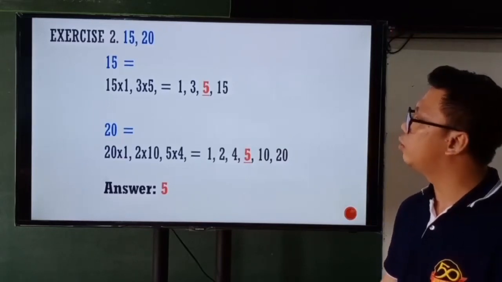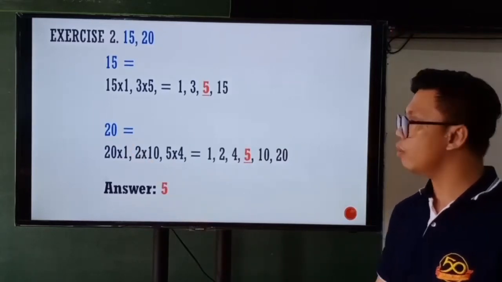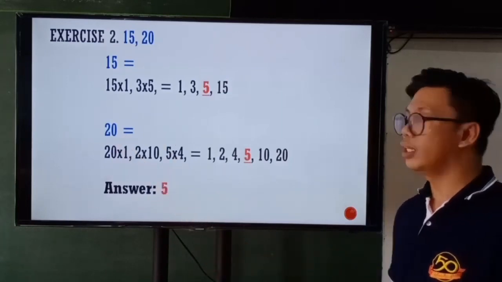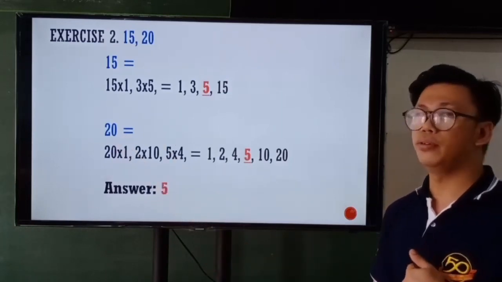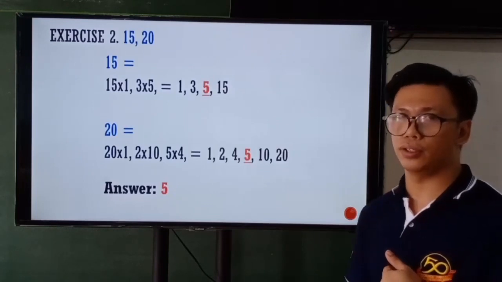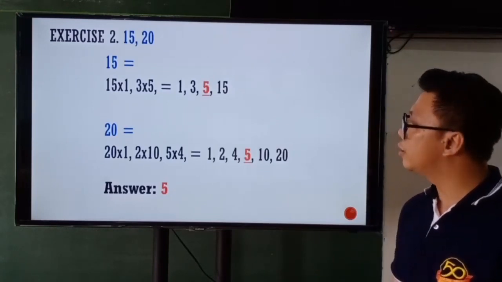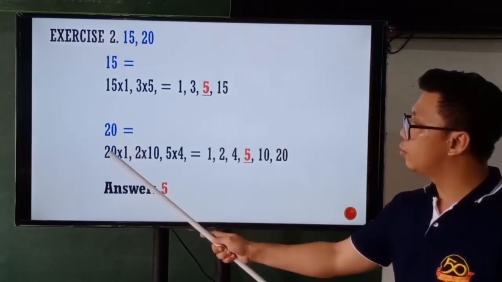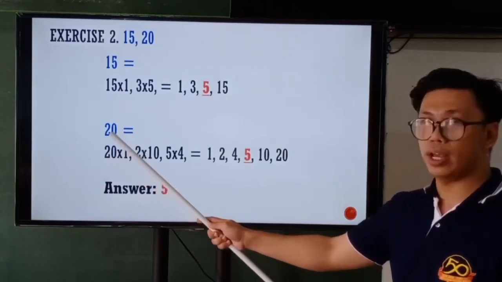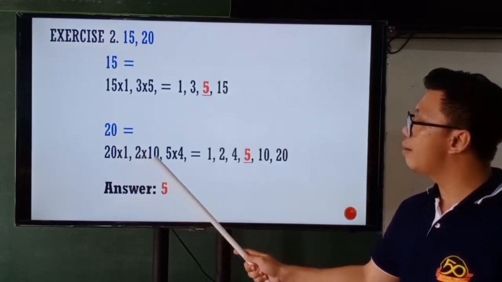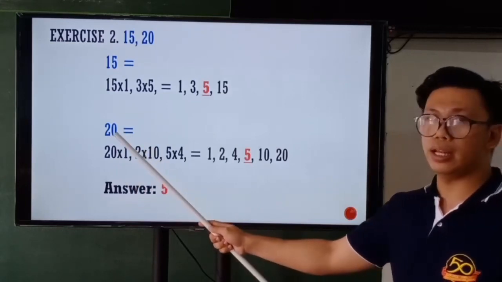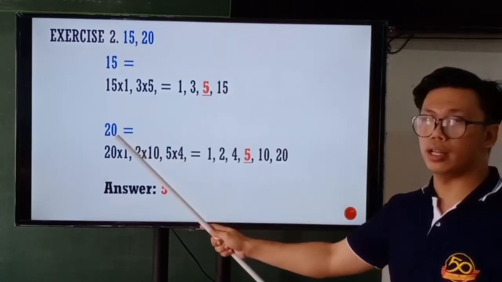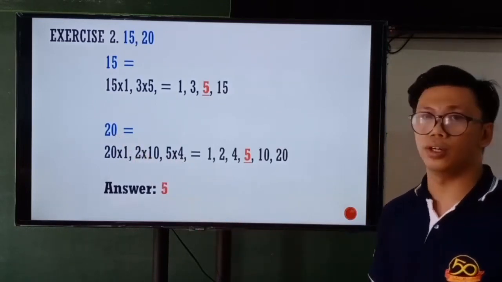Now let's go to the next number. The next number is 20. So what is the first method? We will write first the factor. So let's start. So what is the factor of 20? So the factor of 20 is 20 times 1 is 20. 2 times 10 is 20. 5 times 4 is 20. So that is the factor of 20.